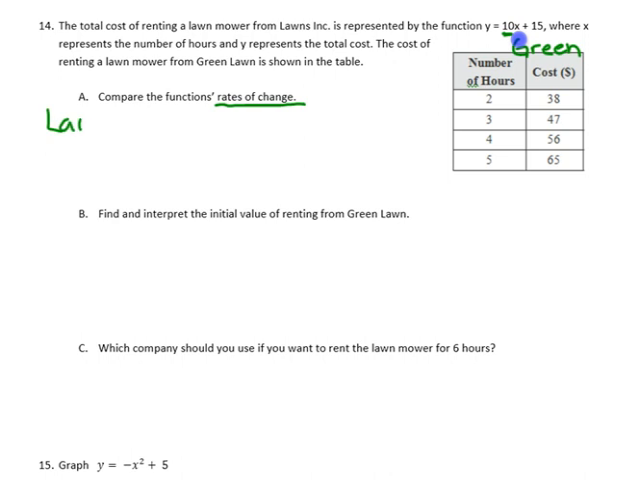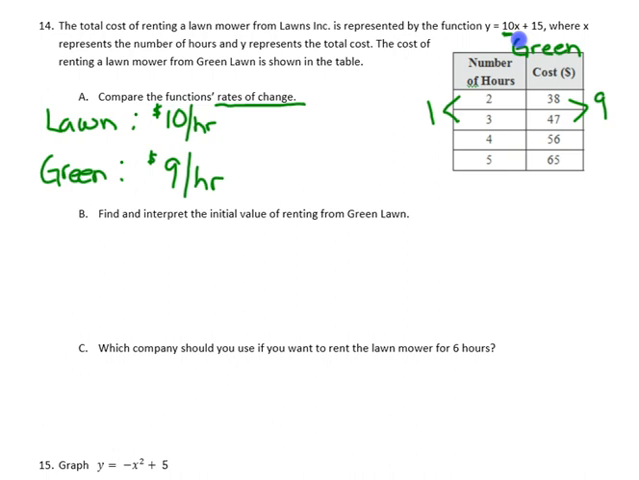So for lawn, it's $10 per hour. For green, I have to figure it out from my chart, right? Constant rate of change. So we're going up by 1, and we're going up by, I believe, 9. So for green, it's $9 an hour. So you can say the lawn is more, you can say green is less, however you want.